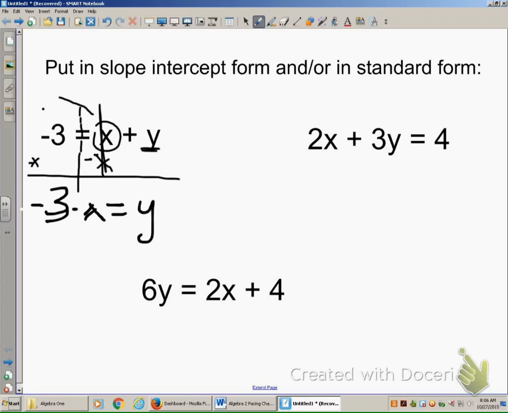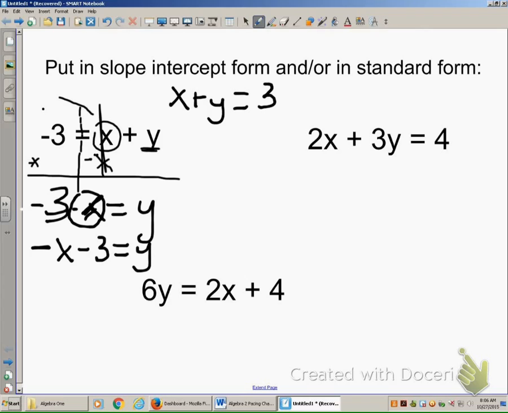This is kind of in slope-intercept form, but I like for you to have the x term first. So we've got negative x minus 3. I just reordered them. I kept the sign that was in front of it, so I moved the negative x to the front, then the minus 3 equals y. And now it is in slope-intercept form. So we have x plus y equals 3. That's our standard form. And negative x minus 3 equals y is in slope-intercept form.